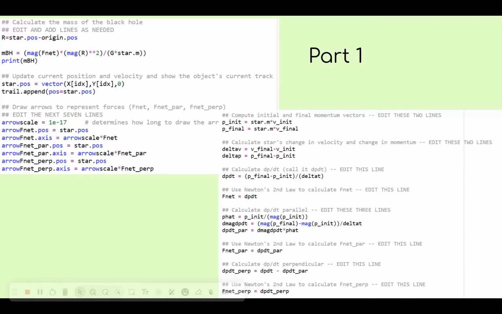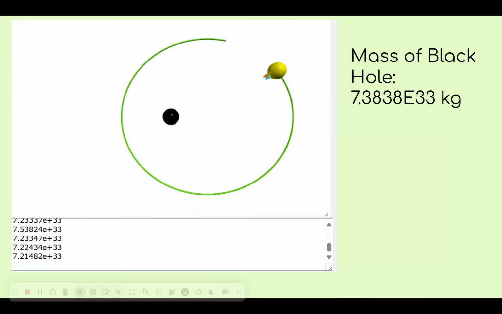So this is part 1 of the code. I inputted the momentum equation, the change of velocity, and change in momentum. This allows the code to have net force and the components. We then use the force of gravity to calculate the mass of the black hole, and we also change the arrows to demonstrate the directions of the forces like a free body diagram would.